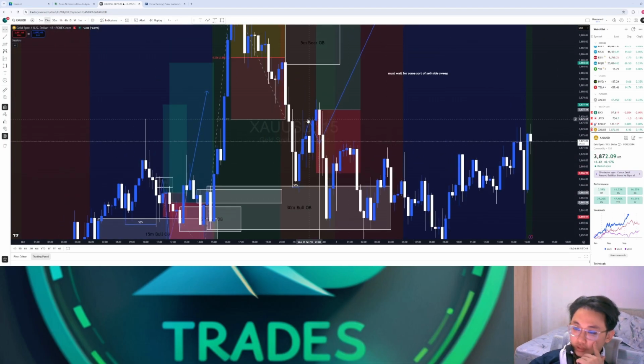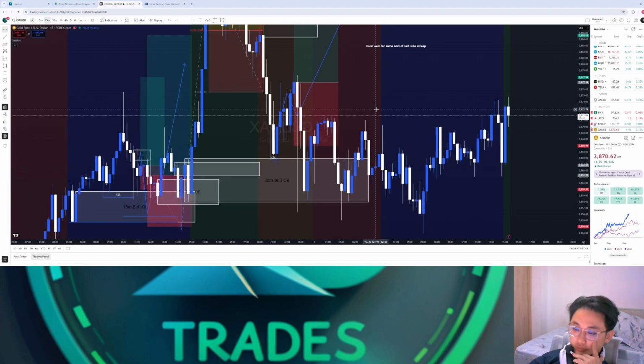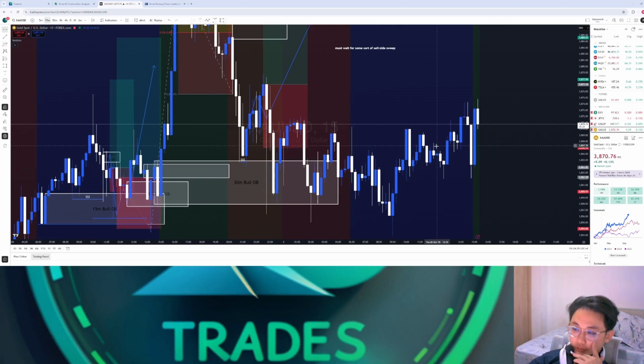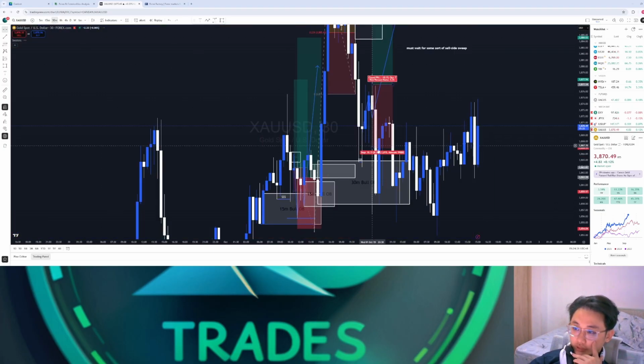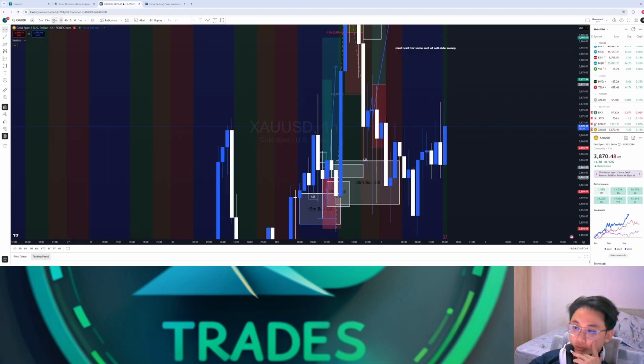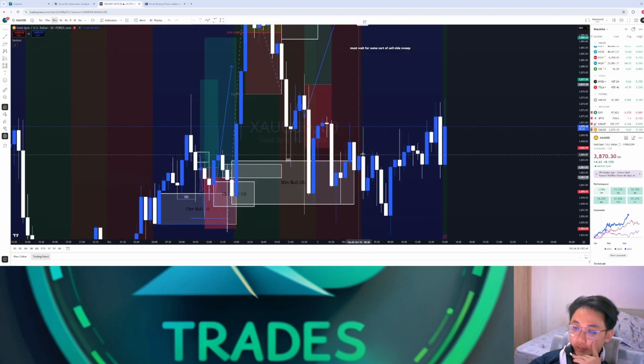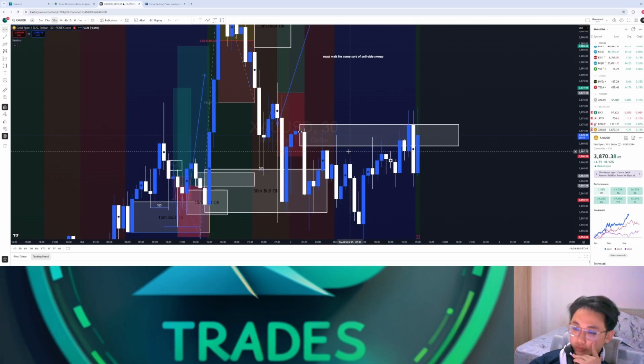At first I entered and got out at break even, and then I entered again before this candle appeared and took me out. So now if we identify price action right now, you can see how many times this 30-minute bearish OB has held its ground: 1, 2, 3, 4, 5, 6, 7, 8 times, and it's still holding.